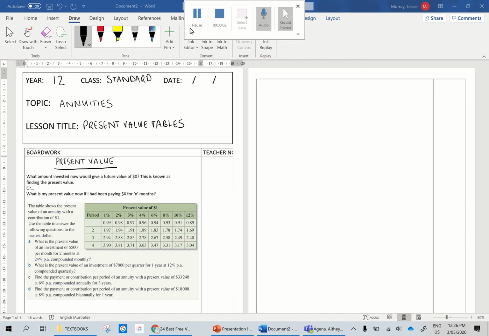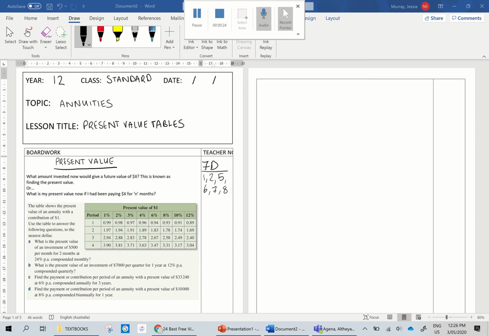Hey guys, so we're looking today at present value tables in exercise 7D, and I've got the questions for you to have a go at there. The best way I thought this lesson could go is if I just gave you this question out of the textbook, it's one of the example questions.